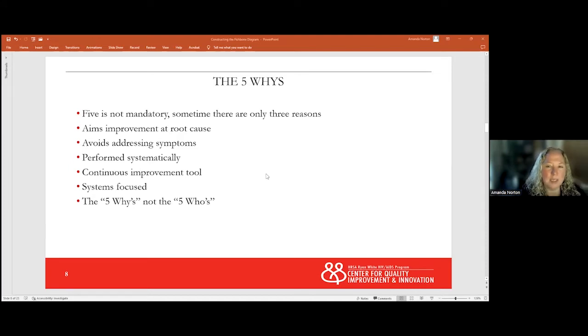It aims at getting closer and closer to what we call the root cause, which is the actual reason we have this problem. Most quality improvement, when it's done poorly, it's because it's not addressing the actual root cause, it's addressing the symptom. We do this systematically so that we can work through each of the issues. It is one of the most useful, but simplistic, tools that exists in quality improvement, because you just continue to ask that why.